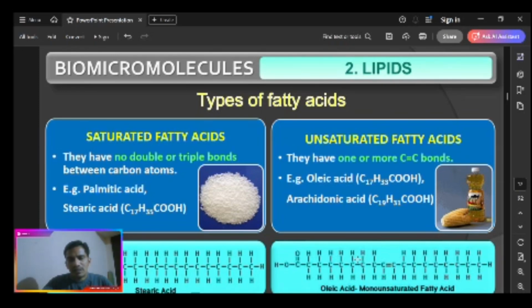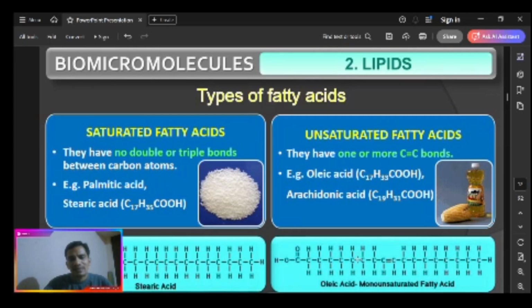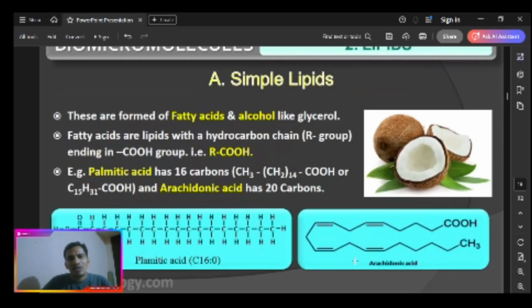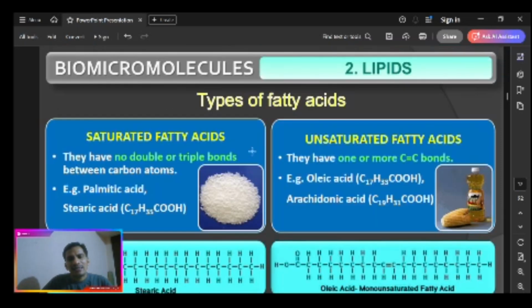In the lipids, types of fatty acids. Why are you learning fatty acids? What is a lipid? In this slide, you learned fatty acids plus alcohol, right? And here, regarding fatty acids, there are types of fatty acids: saturated fatty acids and unsaturated fatty acids. Two kinds. How many kinds? Two kinds. Saturated fatty acids and unsaturated fatty acids. They have no double bond or triple bond. This is the main thing.